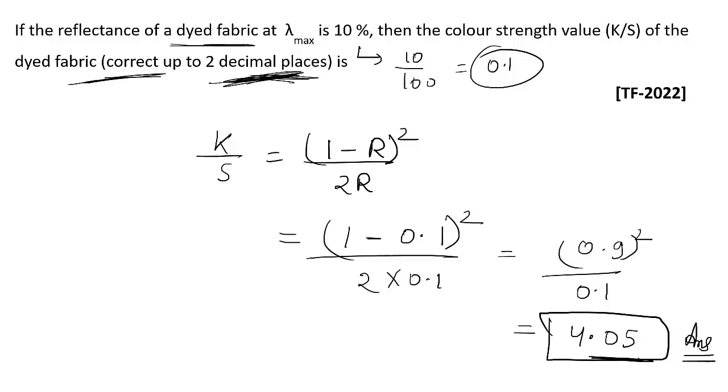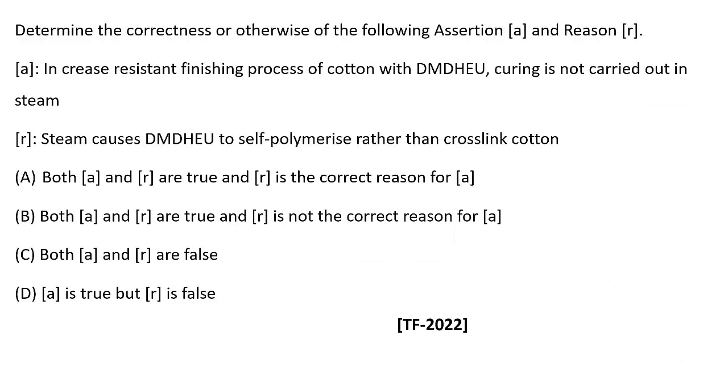So these are all the 1 mark questions that I have discussed so far. This question is also an assertion reason kind of question from textile chemical processing. In this question, the assertion that is given is: in the crease resist finishing process of cotton with DMDHU, curing is not carried out in steam. The reason that is given is that steam causes DMDHU to self polymerize rather than cross link with cotton.